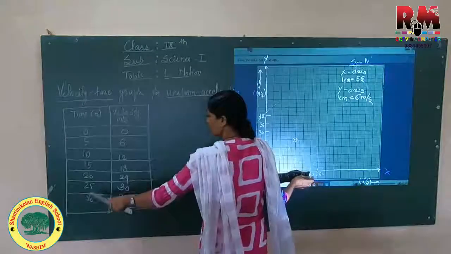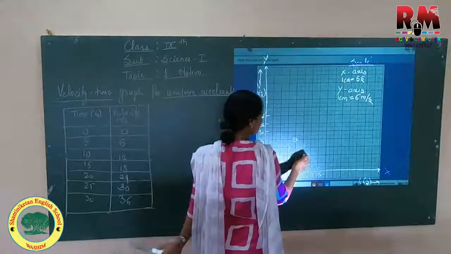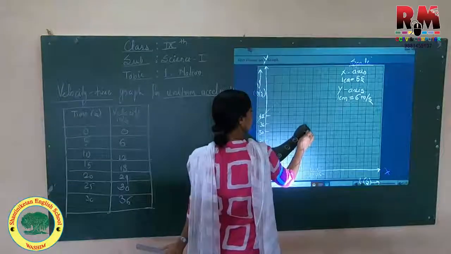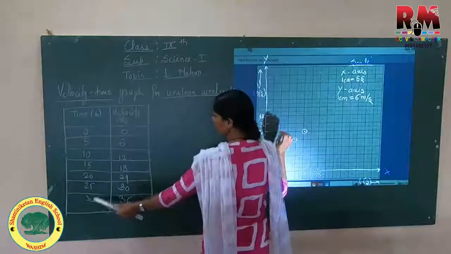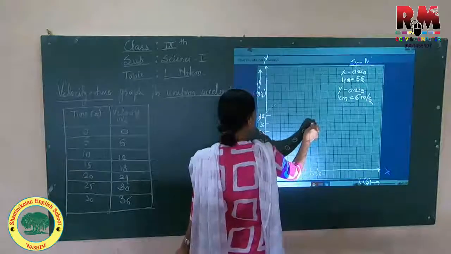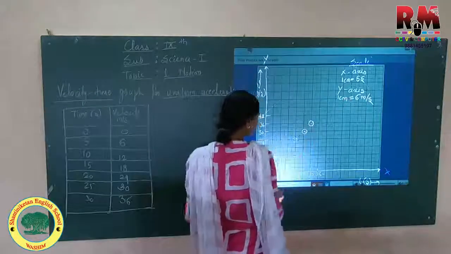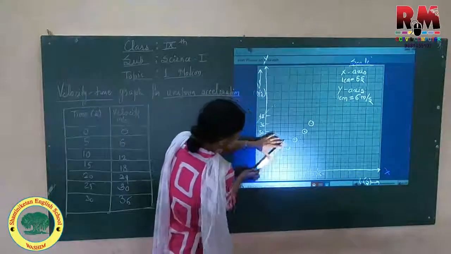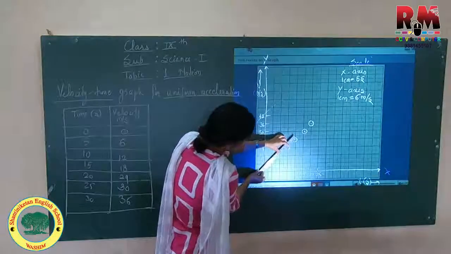Okay. Then at 25 seconds, it is how much? 30 meters per second. Then at 30, it is how much? 36 meters per second. Now let us join the points with a line.